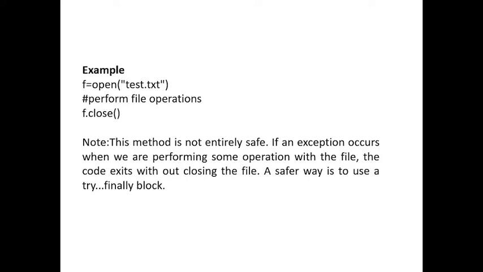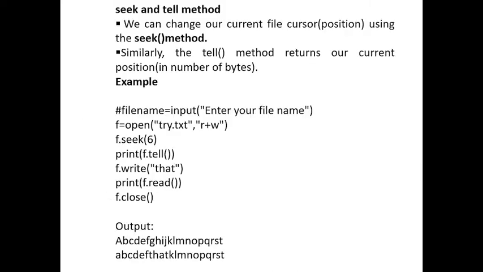So this is all about the fopen. Next come two methods we can use, that is seek and tell. We can change our current file cursor position using the seek method. By using the seek method we can change the current cursor position, whereas by using the tell method that particular current position can be shown in the number of bytes.